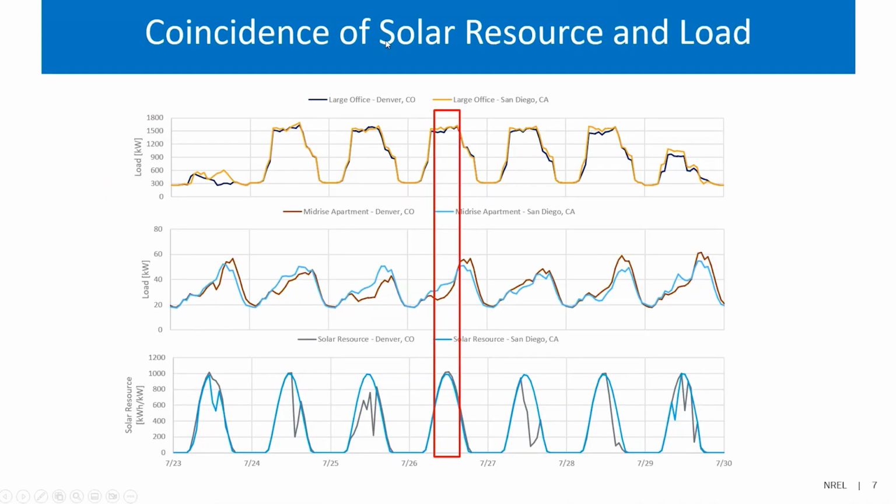This slide shows what we mean by the coincidence of resource and load profiles. In this first plot, we have two large office building consumption profiles across the week from Sunday to Saturday. The next section shows residential apartment building profiles. And the last of these stack plots is the solar resource in these two locations, Denver and San Diego. So we can see how the timing of loads really matters and how they correspond with the solar resource, which can really drive what is economical for a specific region.